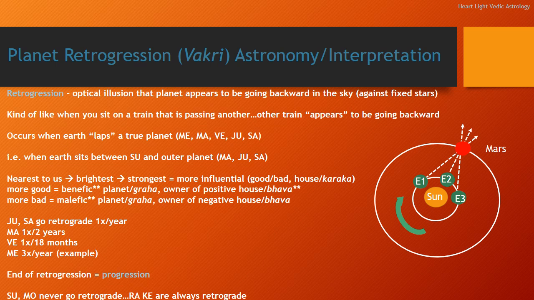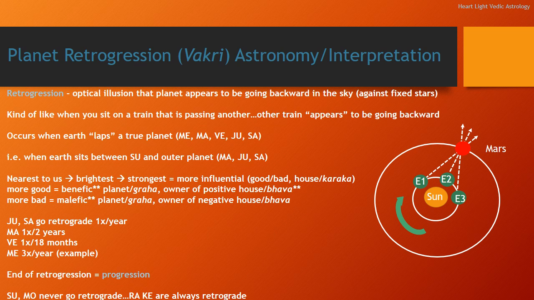So that's pretty much it as far as Vedic astrology goes. Now I know there's other stuff going on in Western astrology, so I'll touch on that a little bit. But before I do, let me just mention that Jupiter and Saturn go retrograde about once a year. Mars goes retrograde once every 2 years. Venus goes retrograde about once every 18 months, and Mercury goes retrograde about 3 times a year.